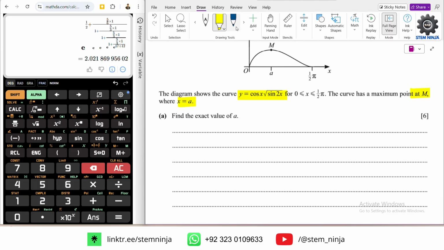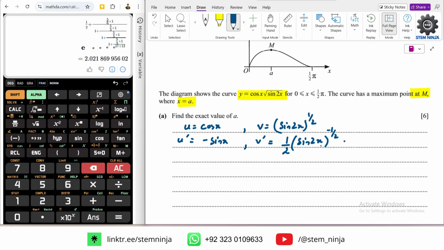So first off, we need the dy by dx. So you have u as cos of x because it's a product. v is the square root of sine 2x. u prime is minus sine of x, but v prime on the other hand is 1 over 2 sine 2x to the power of minus 1 over 2 times the derivative of sine 2x, that is 2 cos 2x. Right, so now for the dy by dx, you have u v prime.